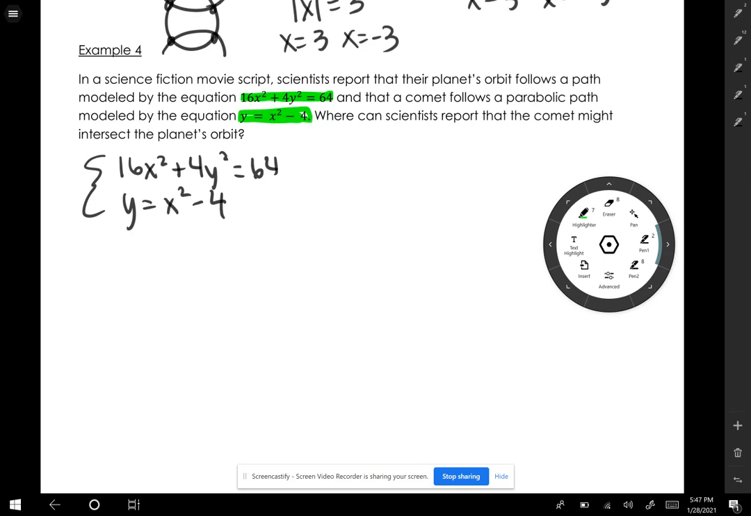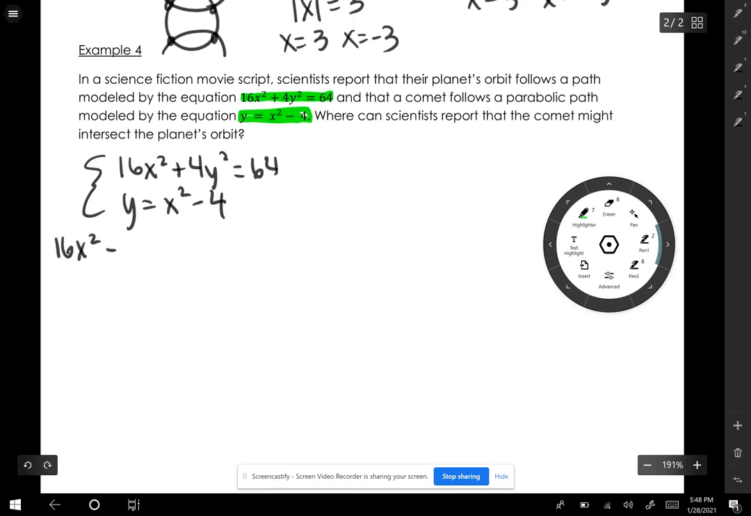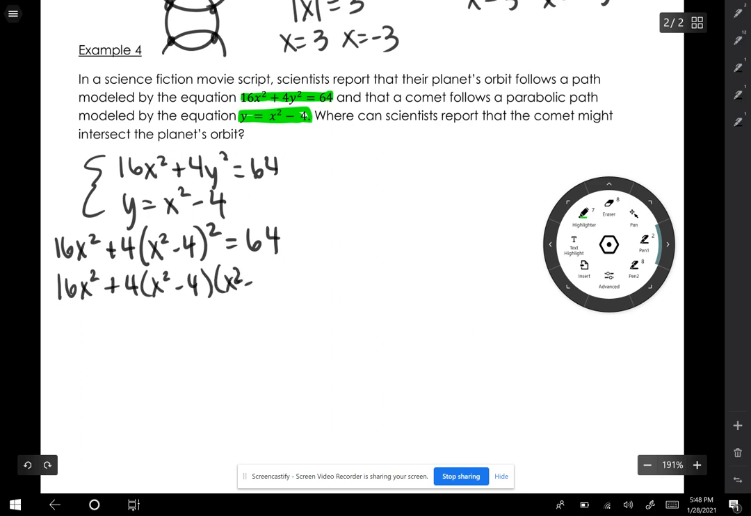What I would use is substitution because I can replace y with x squared minus 4. When I do that, I will get 16x squared plus 4 times, replace y with x squared minus 4, that is squared, equals 64. So 16x squared plus 4 times the x squared minus 4 times itself. So we are going to have to FOIL that. So I get 16x squared plus 4 times x to the 4th minus 8x squared plus 16. So I just multiplied x squared minus 4 by x squared minus 4.